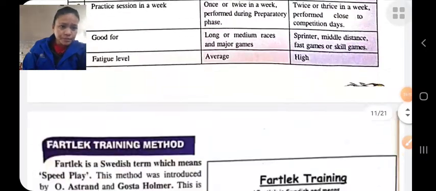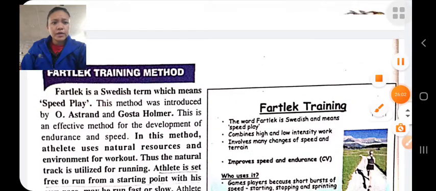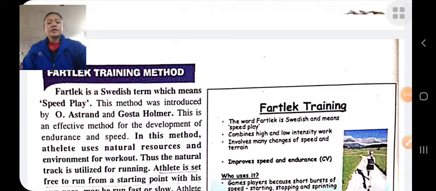Our next topic is fartlek training methods. This training method also helps to develop endurance. Fartlek training method is also known as speed play. Fartlek is a Swedish term which means speed play. It was introduced by Olle Gustav Holmer.